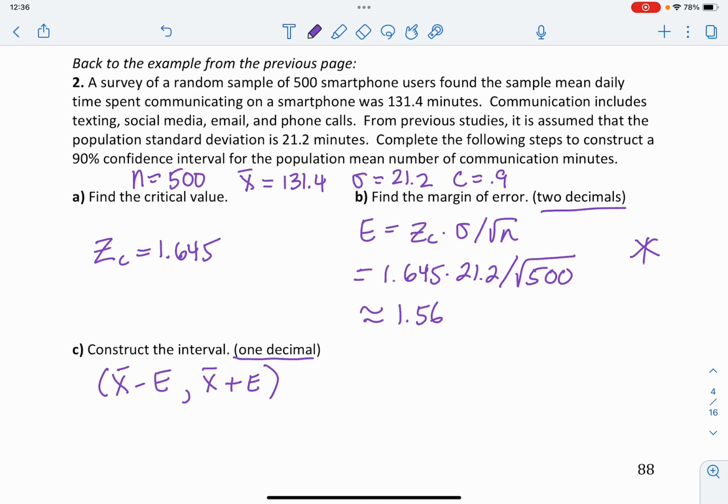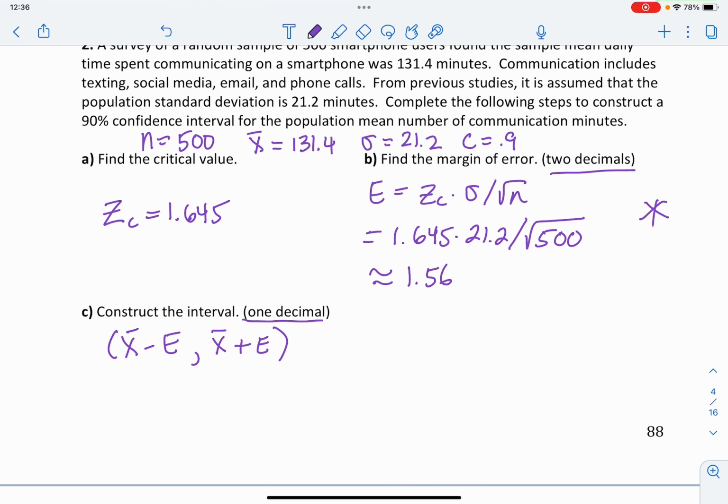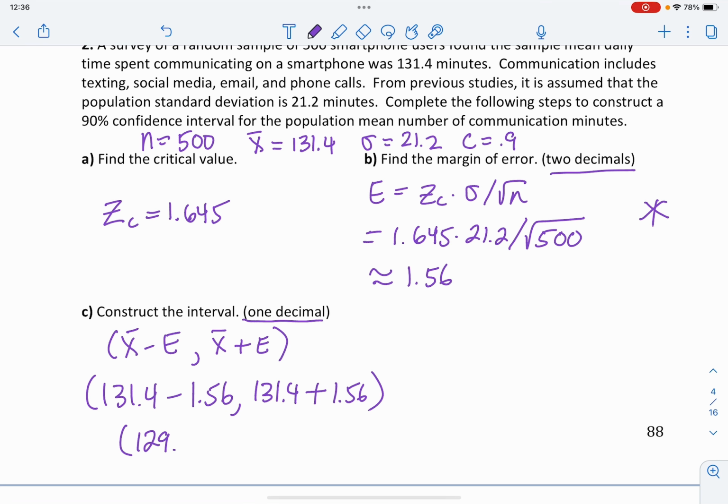Okay, so now we're going to take our sample mean, 131.4, we're subtracting the 1.56, and then 131.4, we're adding the 1.56. And now my final answer, I'm just going to do that rounding to 1 decimal, and I get 129.8 minutes and 133.0 minutes. So we are 90% confident that we have captured the population mean between those two values.